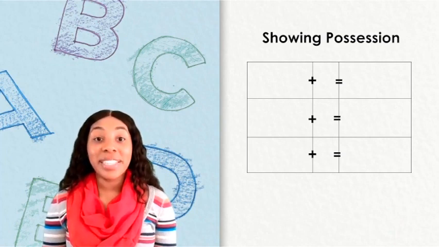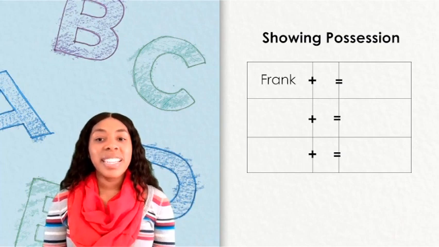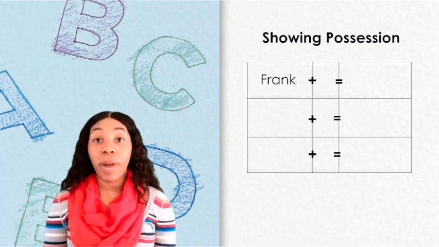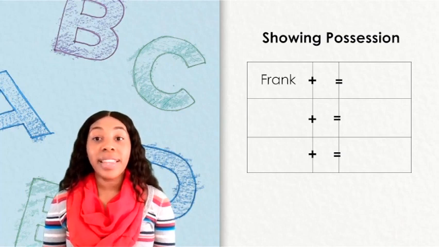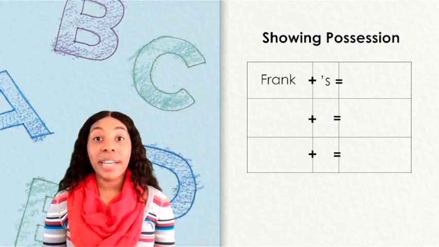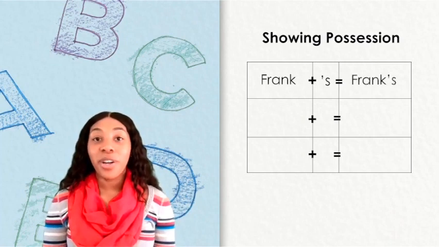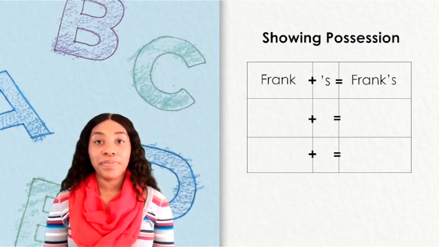When we write Frank's, we start by writing his name, Frank. Next, we add an apostrophe. This is the same mark we use to write contractions. After the apostrophe, we write the letter S. When we put Frank apostrophe S together, we have the word Frank's. Go ahead and write the word Frank's on your paper.